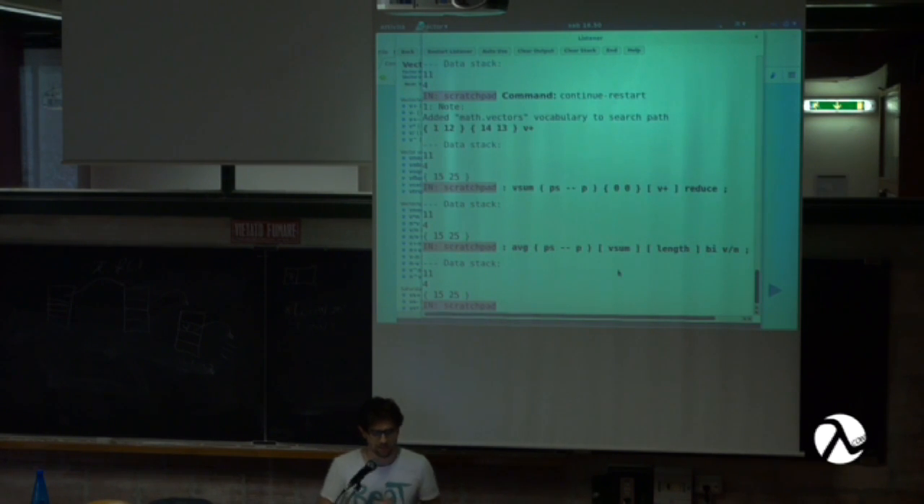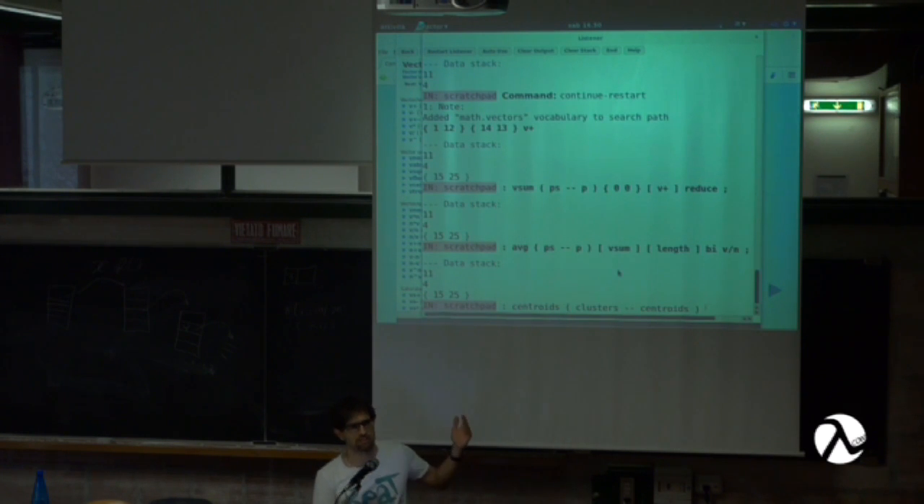So this is the average. And so if we have some clusters, which are arrays of vectors, we can find their centroids. So we have some clusters. This will get the centroids. And how will it look?